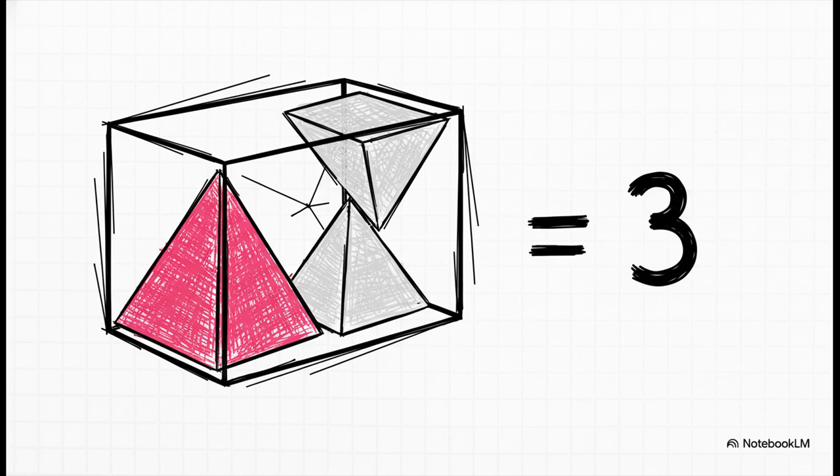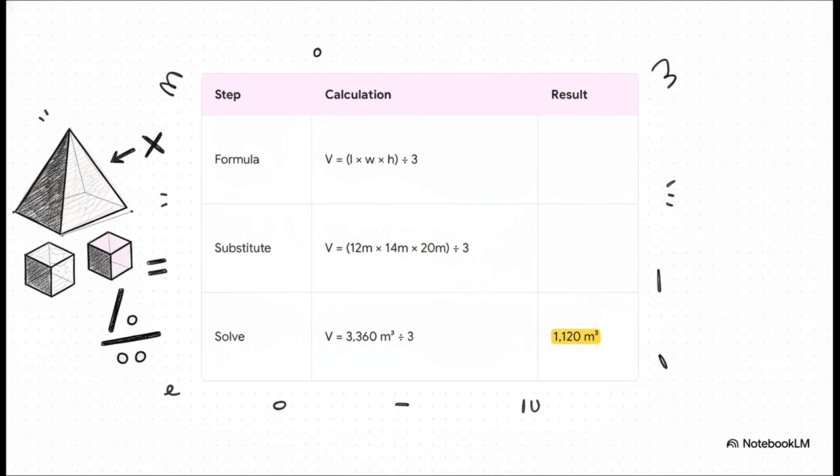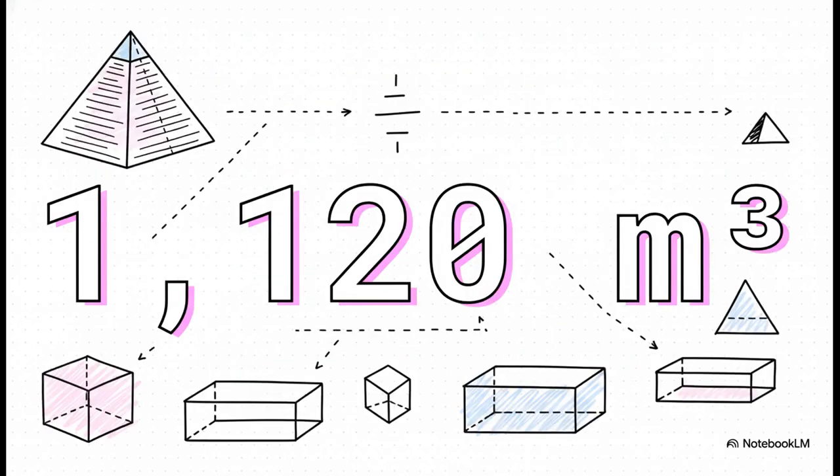It's really that simple. Okay, let's put this new formula to the test. Let's imagine we've got a big pyramid. Its base is 12 meters by 14 meters, and it's 20 meters tall. What's the volume? We follow the exact same process we did before. First, we figure out the volume of the box the pyramid would fit inside. 12 times 14 times 20, which is 3,360. But because it's a pyramid, we have to do that one last crucial step. Divide that number by 3. And there we go. The volume of our pyramid is 1,120 cubic meters. It's the same logic, just with one extra little step at the very end.